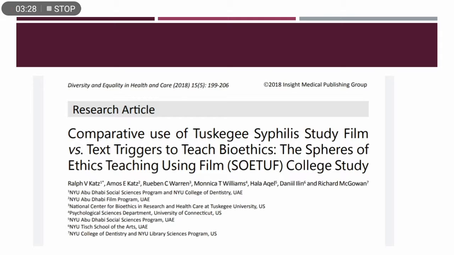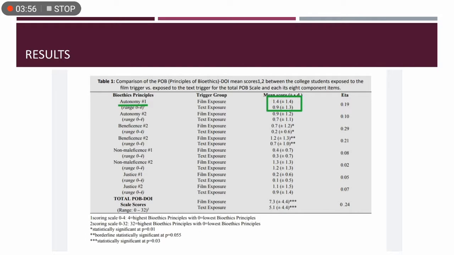It consisted of student volunteers from New York University at Abu Dhabi, who answered the provided questionnaires after being exposed to either of the two trigger groups about the Tuskegee syphilis study. 41 volunteers underwent the film trigger, whereas 42 others underwent a text trigger. Results were quite fascinating. Results were worked out using ANOVA, and the mean scores of both the text and the film exposure groups were compared.